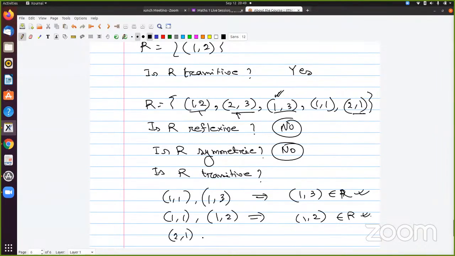But now take this one, (2,1) and (1,2). If I take these two pairs, this is ending with 1, this is starting with 1. What element should be there? (2,2), sir. But is it there? No, sir. It is not there. So this is also no. So this is a relation which is neither reflexive, nor symmetric, nor transitive.